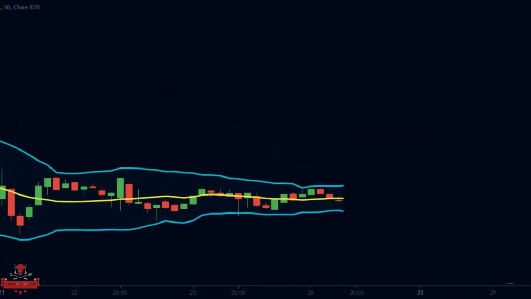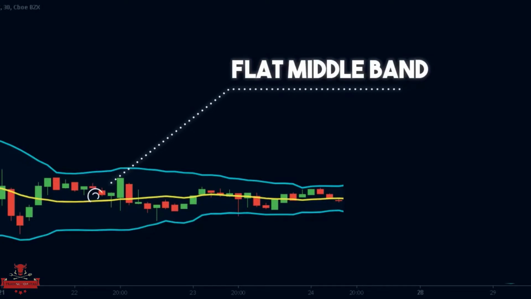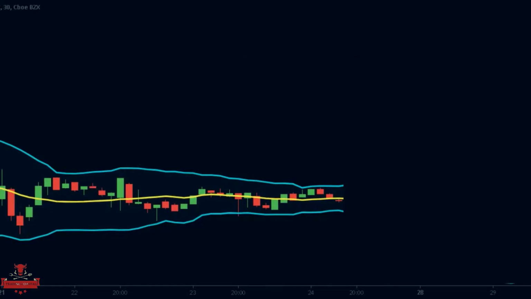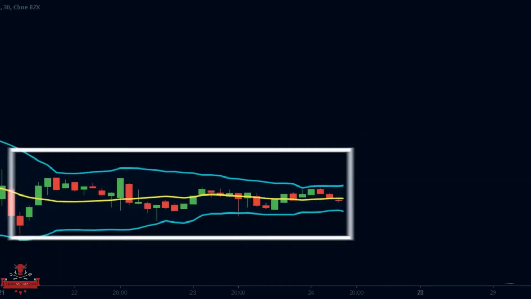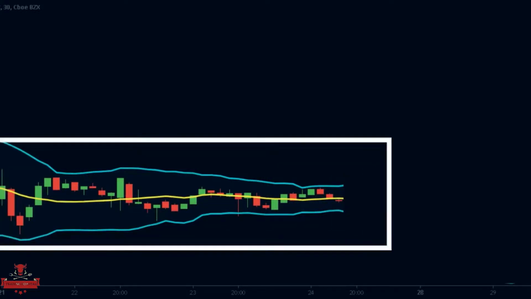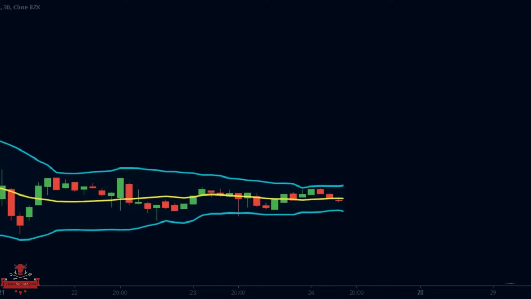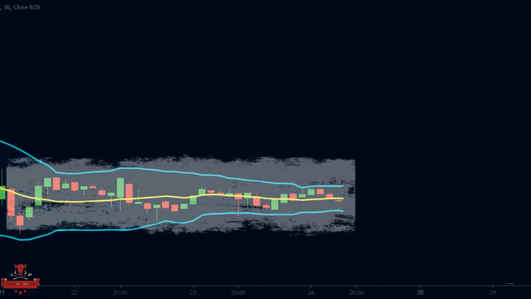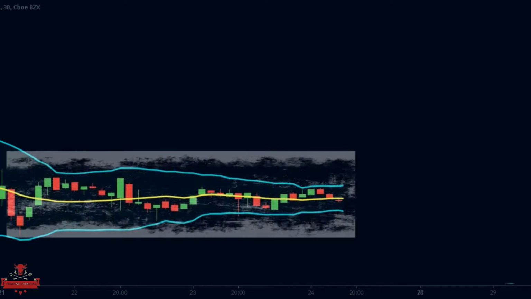Here is how a low volatility period looks. This is a 30-minute chart of the Amazon stock. Look at the middle band. It is as flat as a horizontal line. Another thing to note here is that the bands are extremely narrow. Both of these points indicate that the price is in low volatility. So, our first step is now complete. We have successfully identified an area of low volatility.